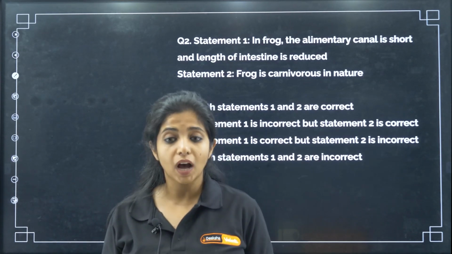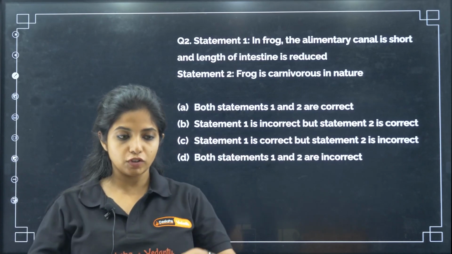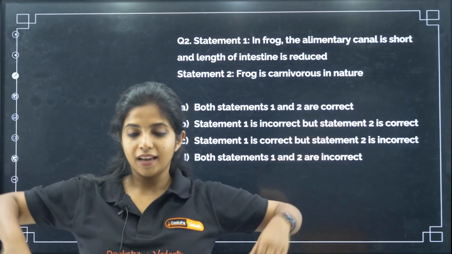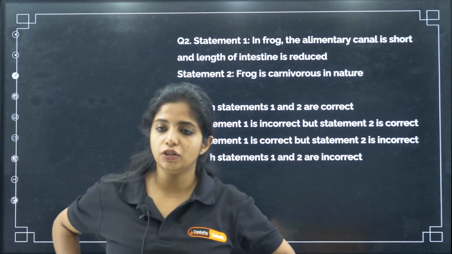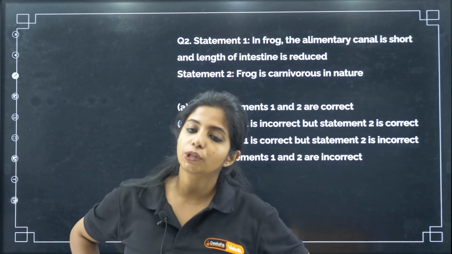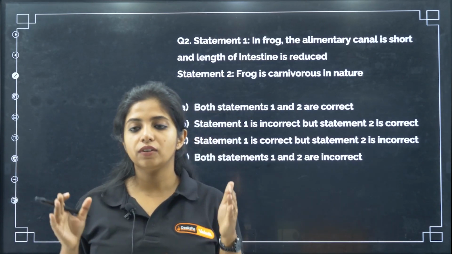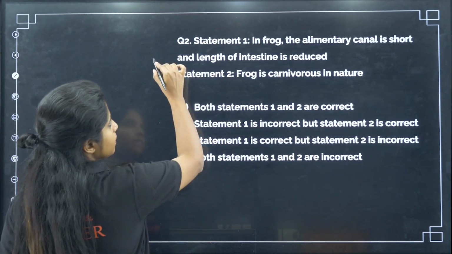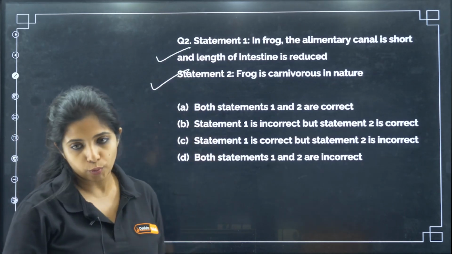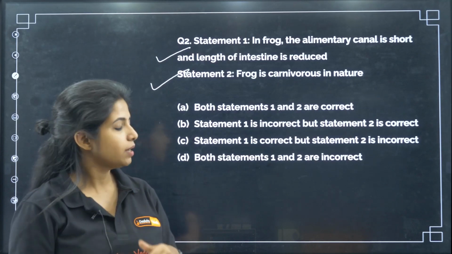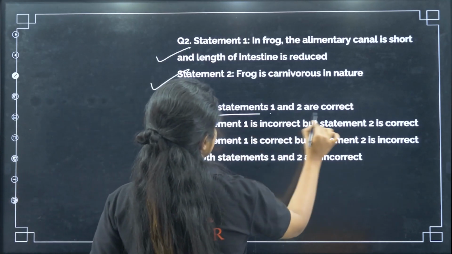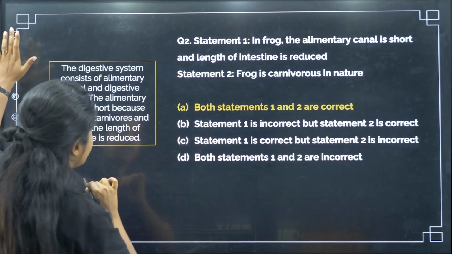For example, a cow takes huge time for digestion, which is why it has a long intestine and alimentary canal and stuff like that. But in the case of carnivores, my dear children, the alimentary canal is shorter because of the same reason, and for the same reason the length of the intestine is also reduced. So I'll say both statement 1 and statement 2 are correct, which is why your answer would become A.